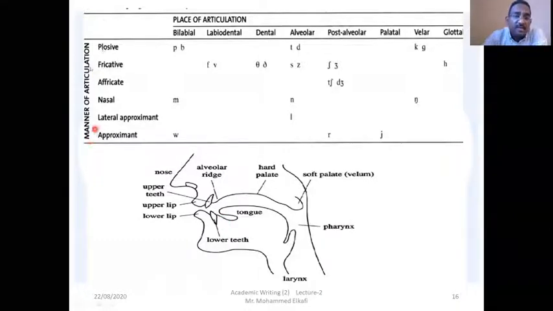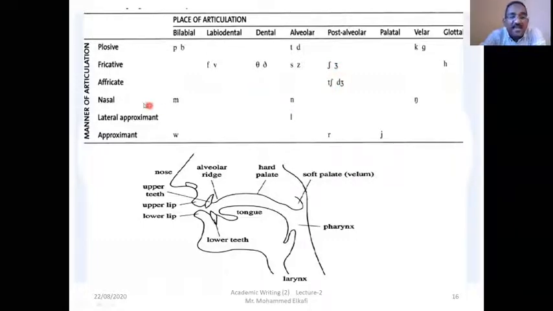According to the manner of articulation, here we have plosive. When we say plosive sounds, we mean sounds like pa and ba, ta and da, and also ka and ga. We call them plosive. Fricatives are fa and va, tha and dha, sa and za, and also sha and ja, and ha. All of them here are fricative. Affricate includes just two sounds, cha and ja.